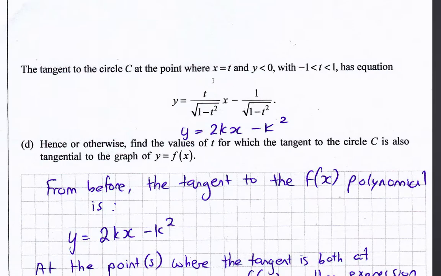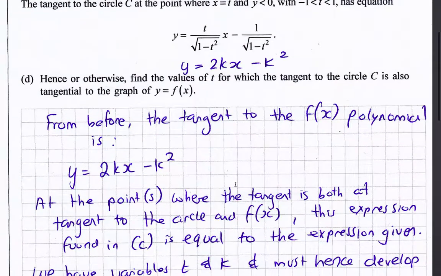So it's giving us the equation of the tangent to any point on the circle C, and we're asked to find the values of t for which the tangent to the circle is also tangential to the graph of y equals f of x.